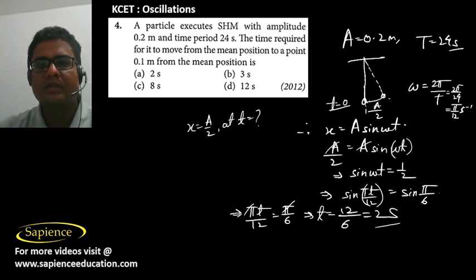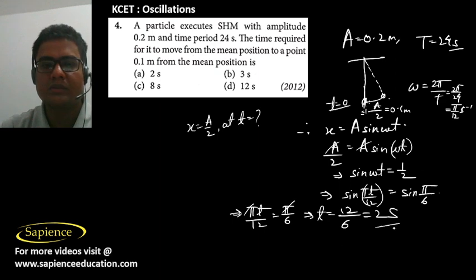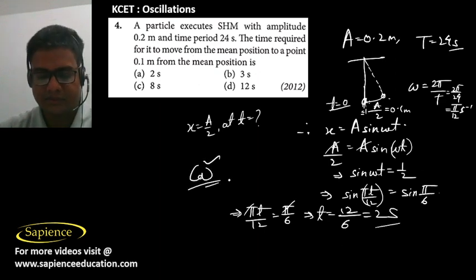So the time required for the particle undergoing SHM to move from the mean position to the point 0.1 meter from the mean position will be equal to 2 seconds. So option A is the correct answer.